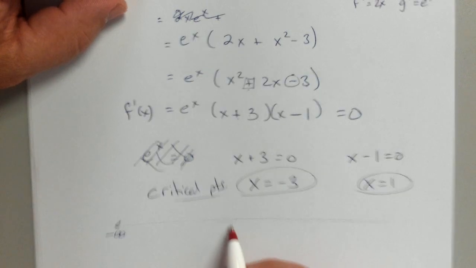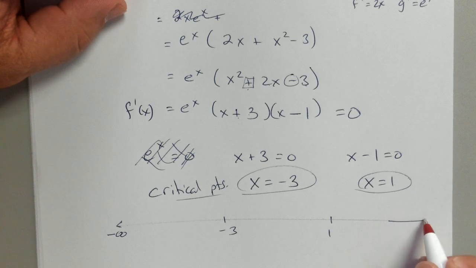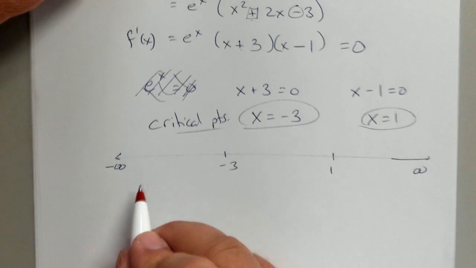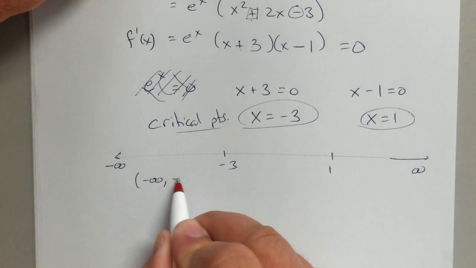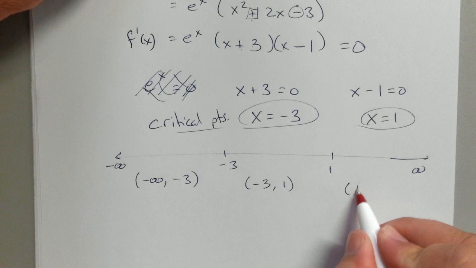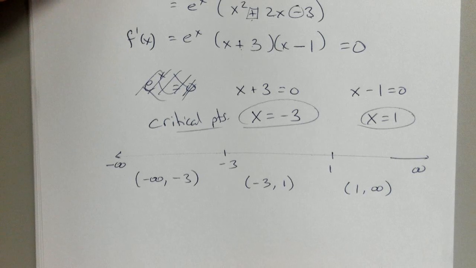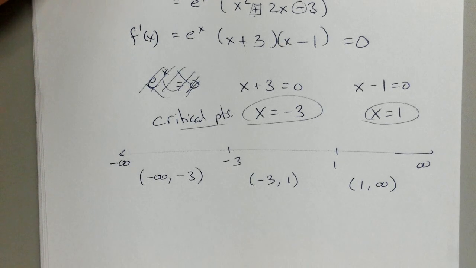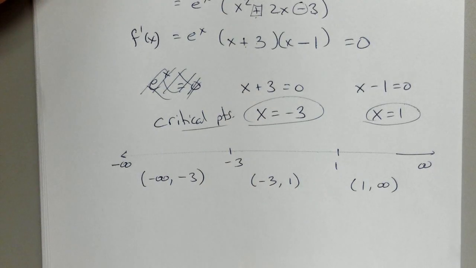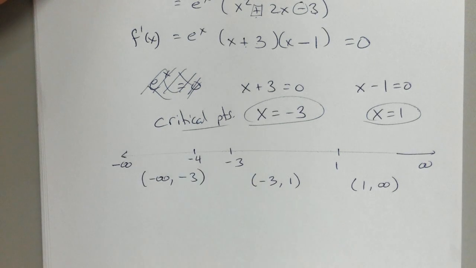We go from negative infinity to negative 3, positive 1, positive infinity. So our intervals are going to be negative infinity to negative 3, negative 3 to 1, 1 to infinity. Those are my intervals, to find out where they're increasing, decreasing. So what value do you want to pick? Negative 4.